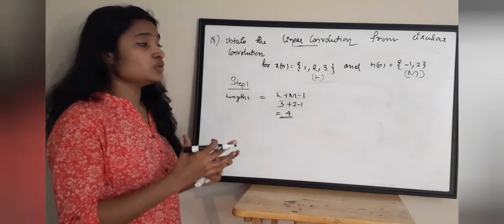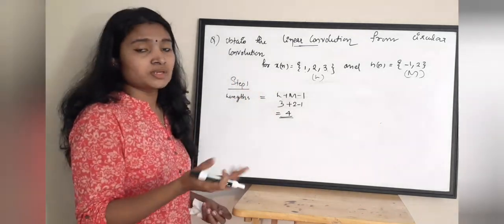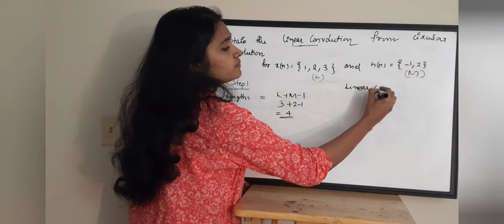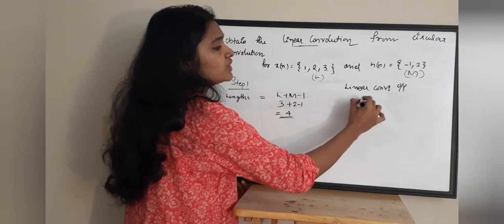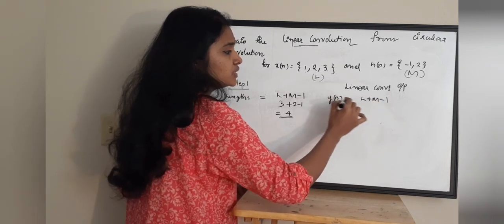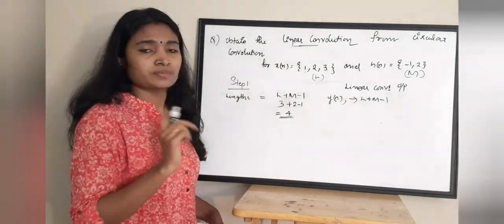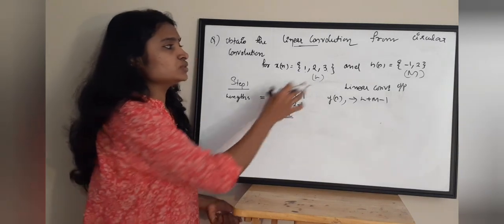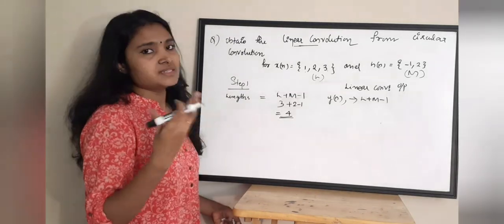Now, why am I going to convert the length of these two sequences to L plus M minus 1? Because my linear convolution output is having a length of L plus M minus 1. That is, if y of n is my linear convolution output, then y of n is having a length of L plus M minus 1. So, for that purpose, I am going to convert the length of this x of n, also h of n, to L plus M minus 1.